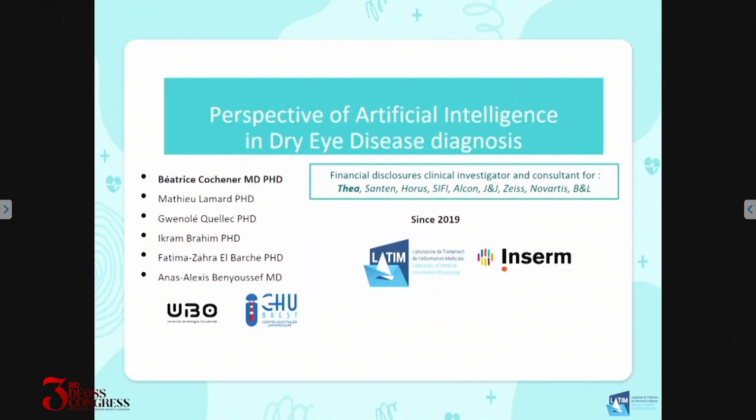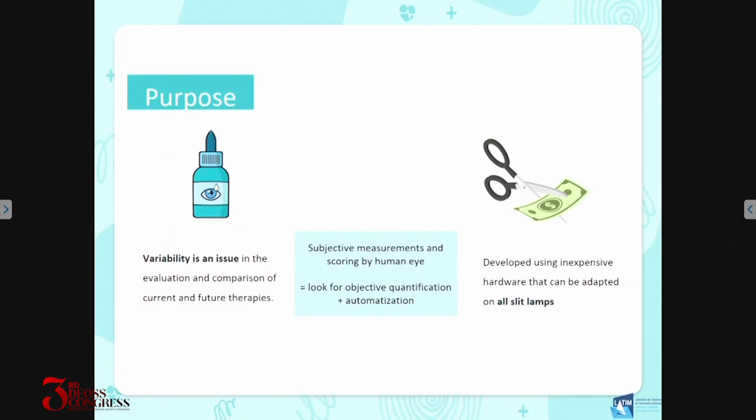I wanted to bring to your attention the value that we may add in the future by using AI in the field of the ocular surface. And I'm involved in a research unit doing artificial intelligence and imaging in the eye field. But you will see that it's a tricky question for the ocular surface. We were all looking for making objective measurements.